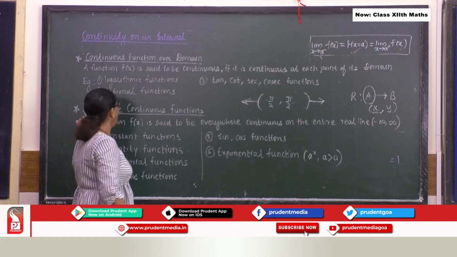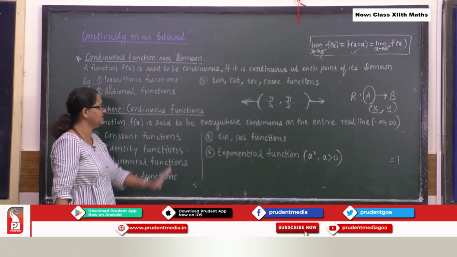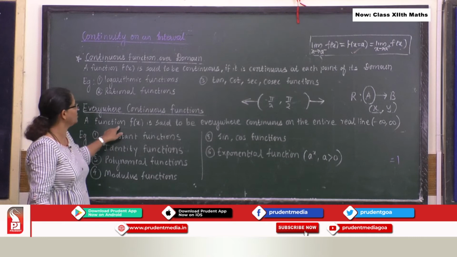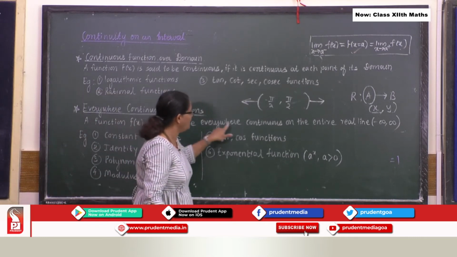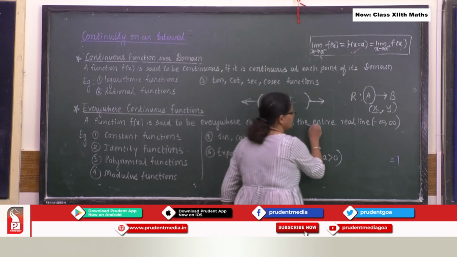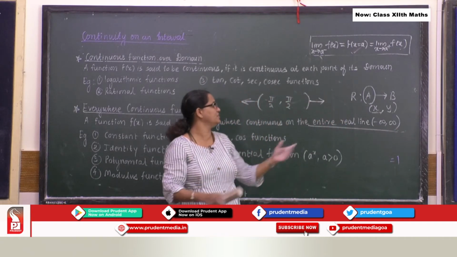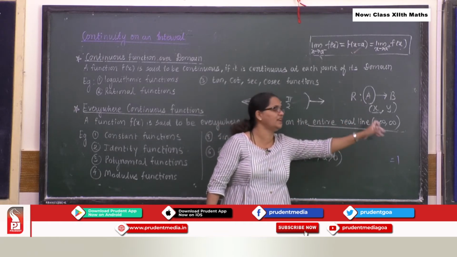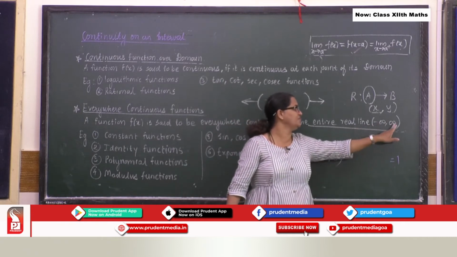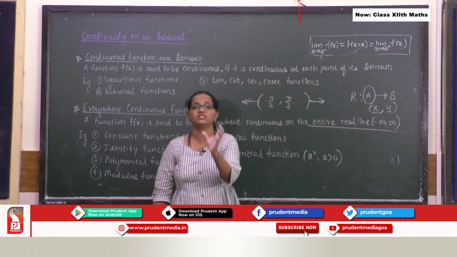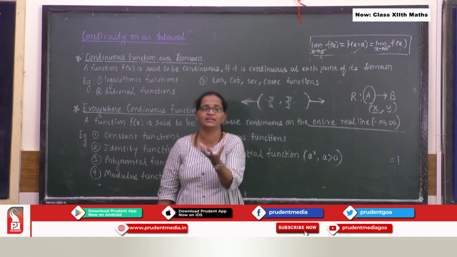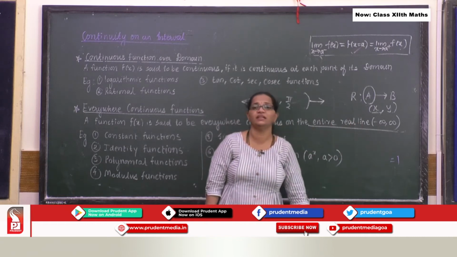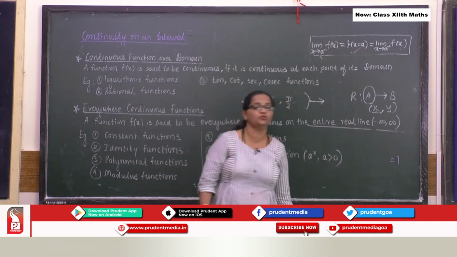Let's proceed further. Everywhere continuous function. Now what does it mean? When you say the function f of x is continuous everywhere, this is very important. Everywhere continuous means it is continuous on the entire real number line, that is minus infinity to infinity. You don't just focus on one interval, but you say it is continuous over the entire real number line, that is negative infinity to infinity.